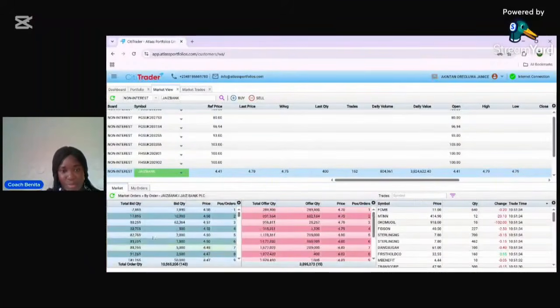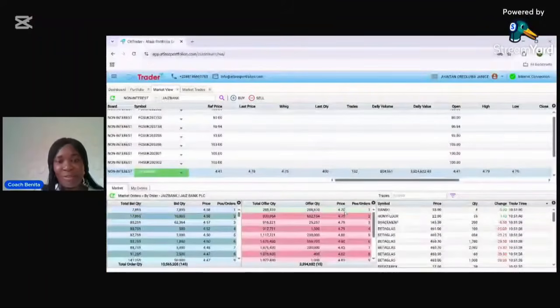Okay, so we are back to Jais. Look at the pressure in Jais, 4 naira 58 kobo. Somebody now is willing to sell at 4 naira 70 kobo. So most likely this will soon get totally filled now.